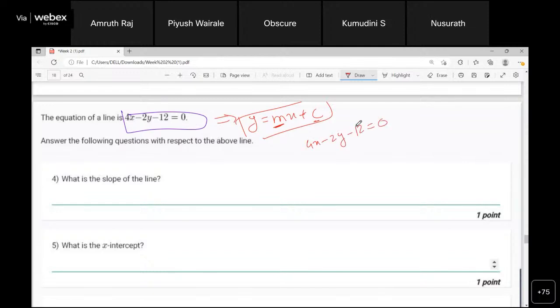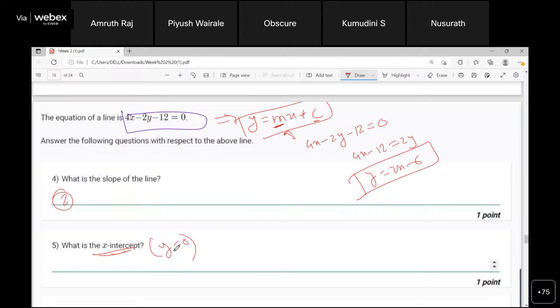Minus 12 equals 0. Now try to bring this equation in this form. So it is 4x minus 12 equals 2y, right? So y equals 2x minus 6. So what is the slope here? Slope is 2, right? What is the x-intercept? No, the y-intercept is minus 6.